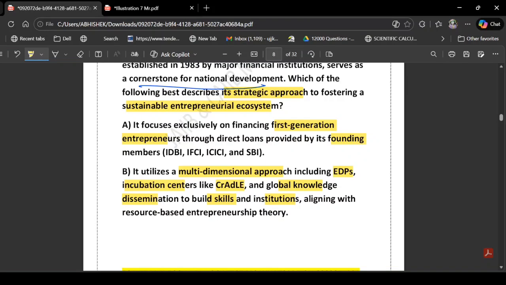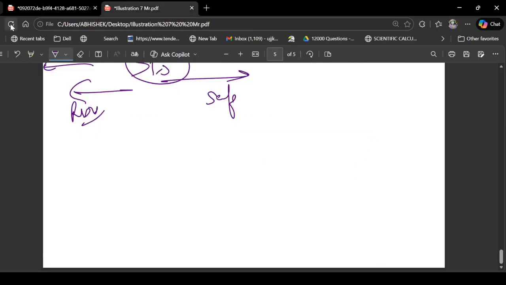First, what is the question testing? The question is testing you on the role of EDII, that is the Entrepreneurship Development Institute of India. What is their role? That is what the question is testing. It is about the strategic approach to entrepreneurship development and how it is linked with entrepreneurship theory. So the focus is not just on facts, rather on how EDII builds a sustainable ecosystem. That is what the focus is on.